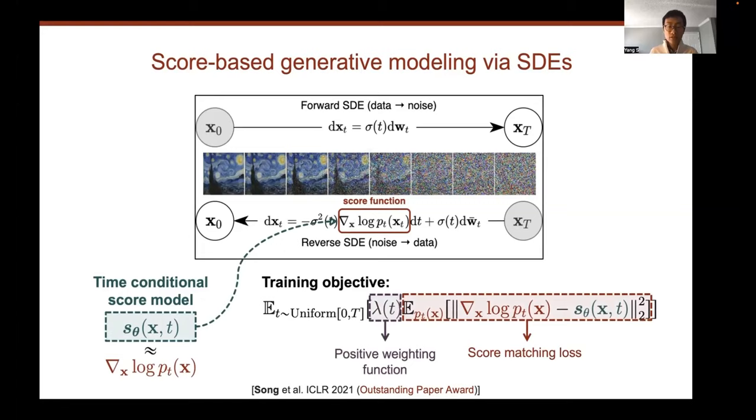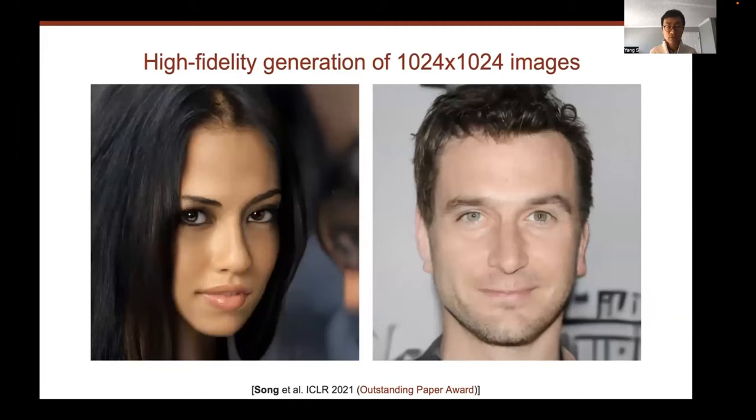So after training our score model, we just plug it into the reverse SDE. Then we can use any numerical SDE solver to find the trajectory that converts noise to high quality new data points. And this approach has achieved remarkable success. It generates images of high quality with high resolutions. Those two are completely randomly generated images from a score-based model. There are more such images of the same resolution.